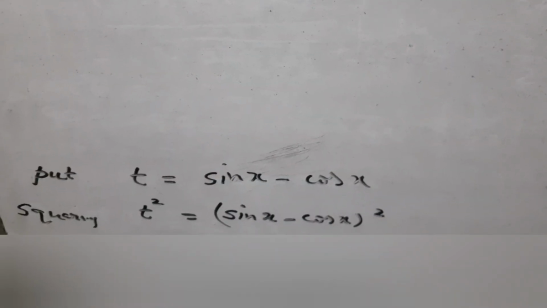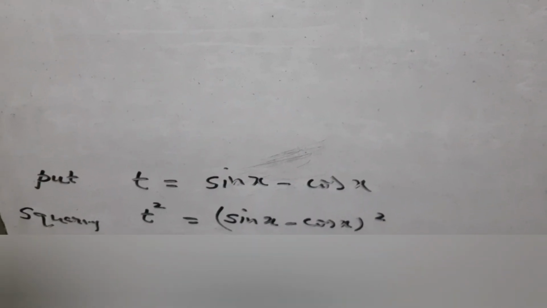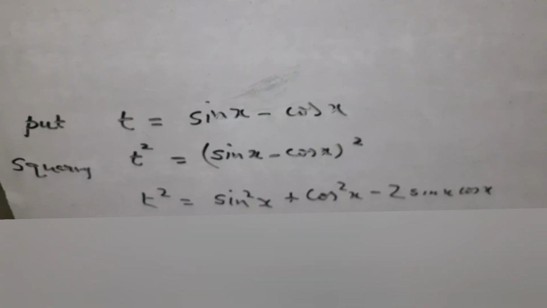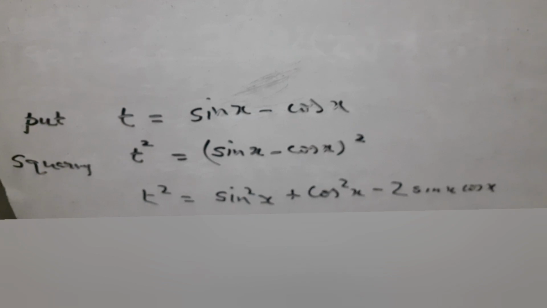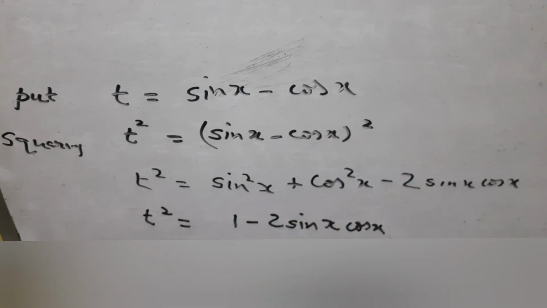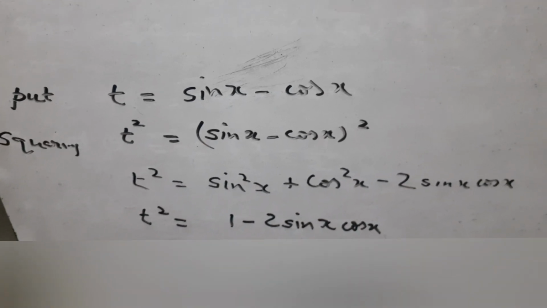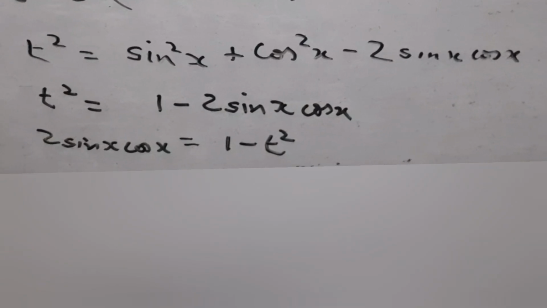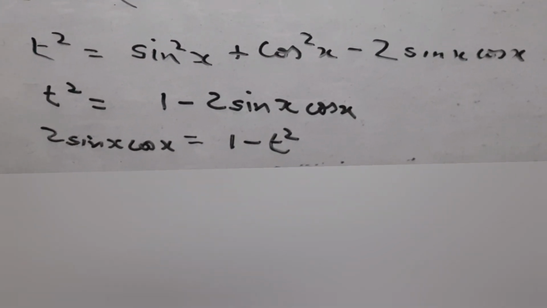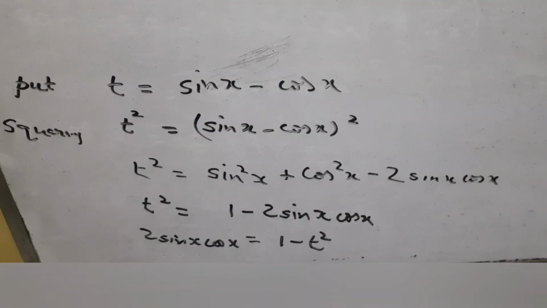We have to express sin x into cos x in terms of t. So we square both the sides. We expand the RHS using a minus b the whole square identity. Using trigonometry identity, sin square x plus cos square x becomes 1. So t square equal to 1 minus 2 sin x cos x. Rearranging, sin x into cos x equal to 1 minus t square, the whole thing divided by 2.